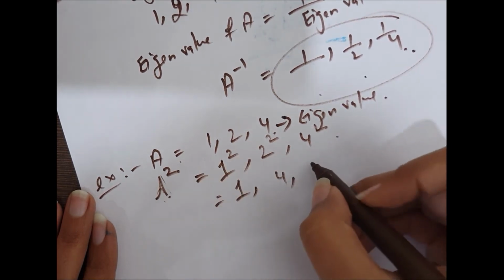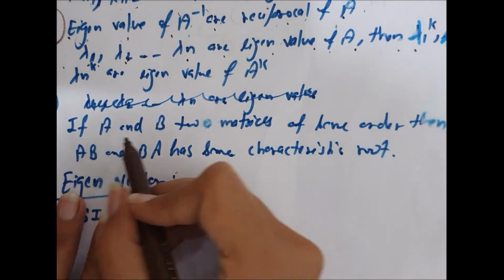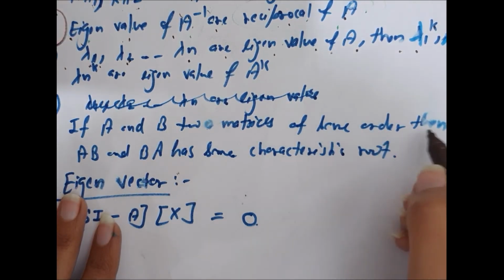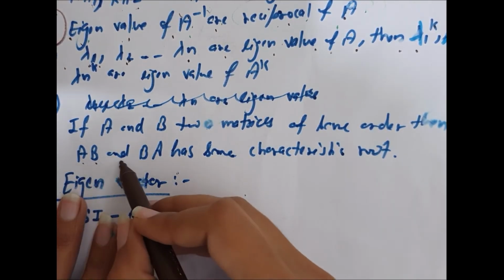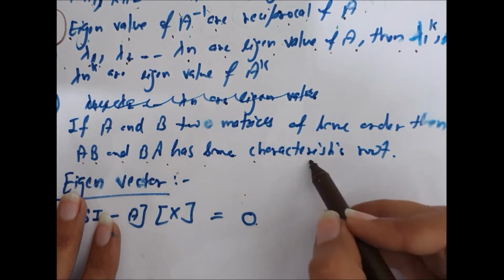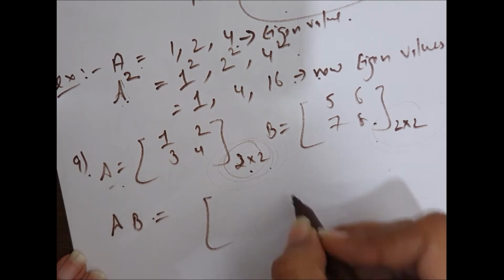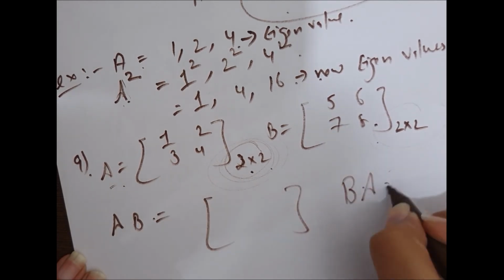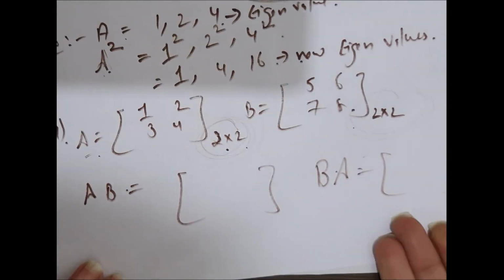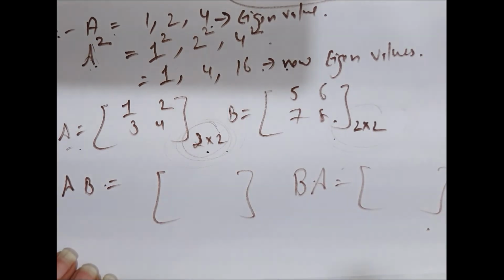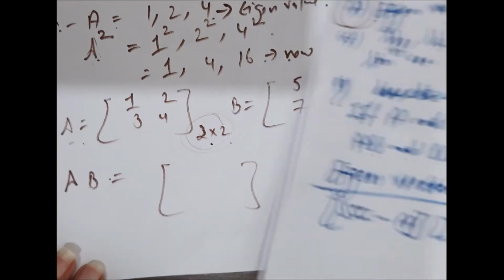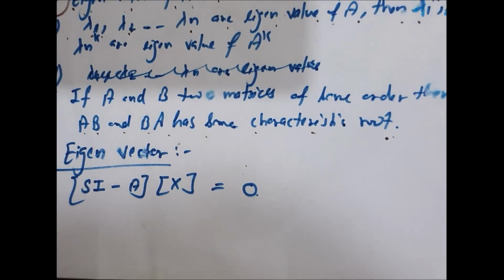If A and B are two matrices of the same order, then A into B and B into A have the same characteristic roots. If we multiply A into B or B into A, we will get the same value, and if we get the same value, then its characteristic equation will also be the same. I am not proving this property because there is no need to prove it, it's understood.